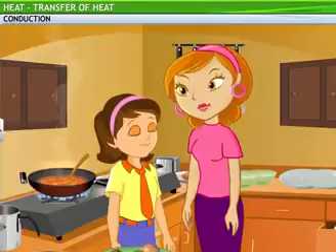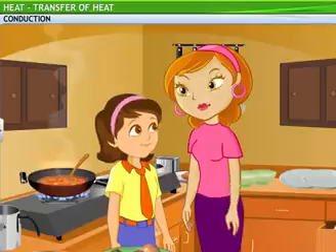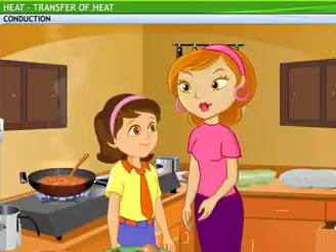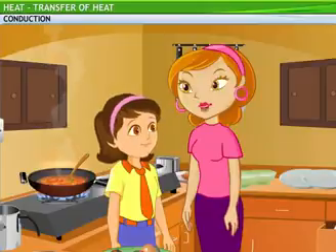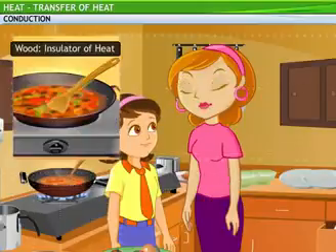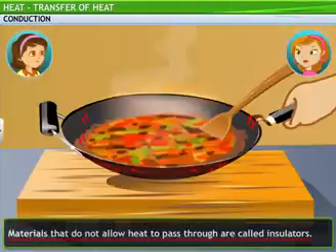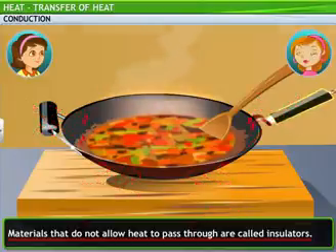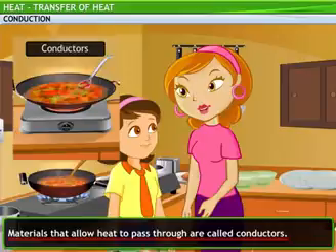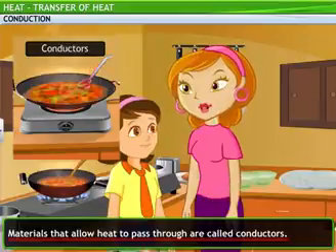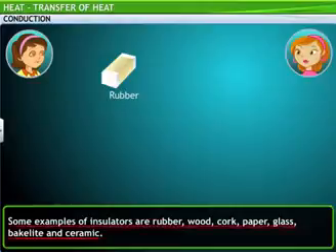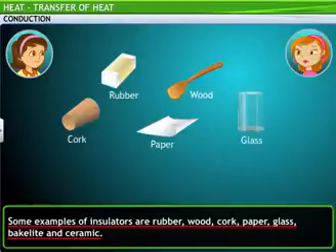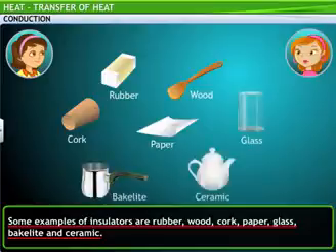Yes, because this spoon is made of wood, and wood does not allow heat to pass through it easily. Because of this, wood is referred to as an insulator of heat. Materials that do not allow heat to pass through them are called insulators. Similarly, materials that allow heat to pass through them are called conductors. Rubber, wood, cork, paper, glass, bakelite, and ceramic are some examples of insulators of heat.